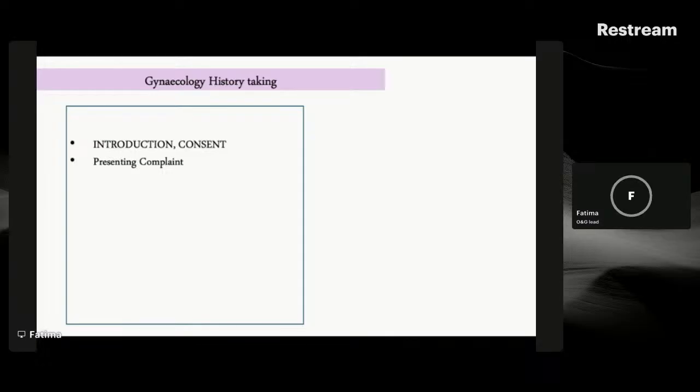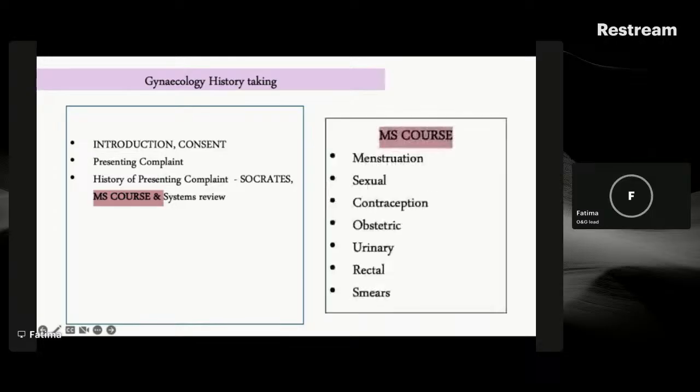Now, in terms of gynecological history, the way we go about gynecological history is similar to general histories and similar to obstetric history. Introduce, ask for consent, presenting complaint, history of presenting complaint, if it includes pain or anything else, you can use the SOCRATES approach as well. And then the specific one for gynae is MISCOS. And then you do a systems review.